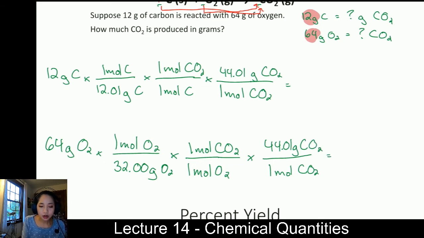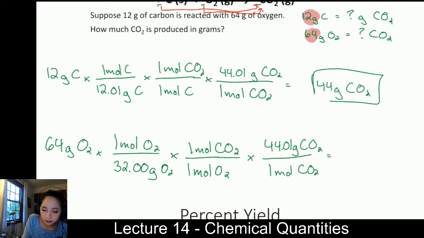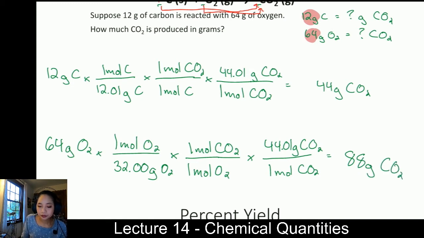All right, so we have our two, we essentially did stoichiometry twice. So I'm going to stick that into my calculator. So the two numbers here are 44 grams of CO2 in the first line. I won't circle that yet. And then starting with 64 grams of oxygen, you can make 88 grams of CO2.